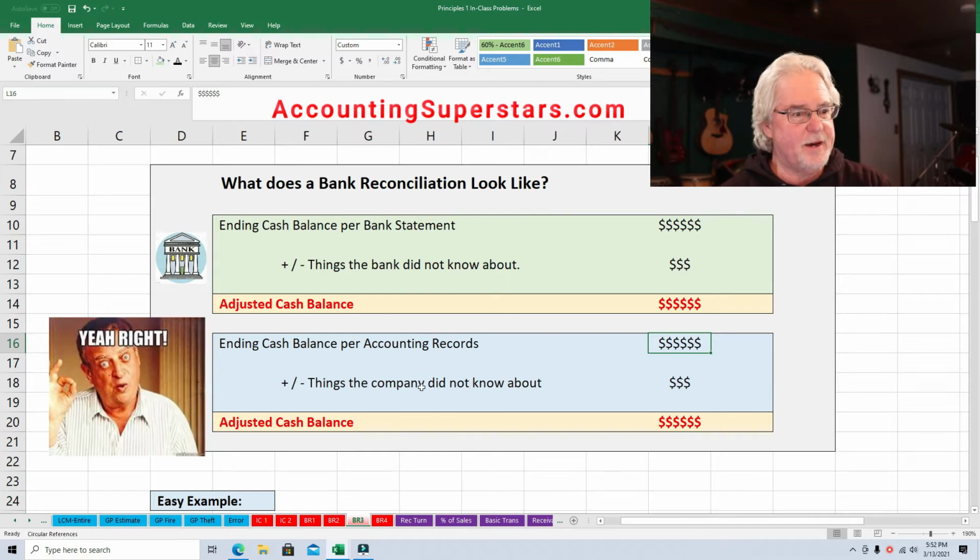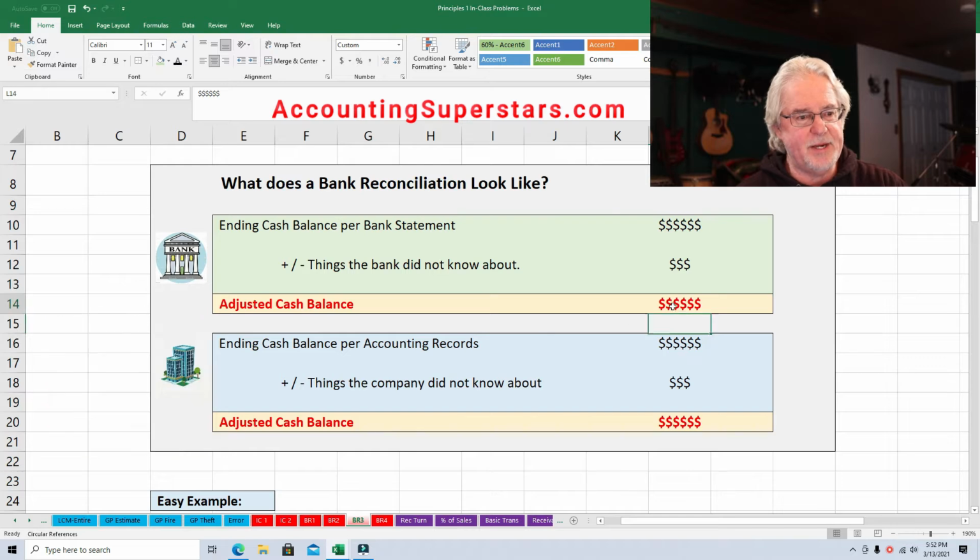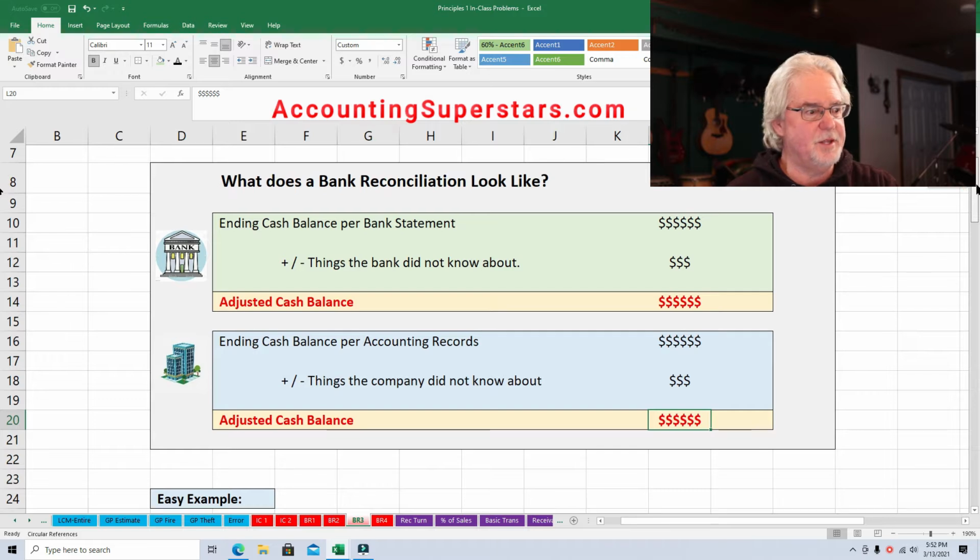Now, if all works out, we'll end up with an adjusted cash balance right here and an adjusted cash balance right here, and hopefully they will match. And that way you will know that your bank reconciliation worked out. Now, a good reason to do these bank reconciliations is to make sure that you've got the amount of money that you think you have. Also, it's a good way to detect fraud too, or somebody ripping you off. So it's a good idea to know how to do them. They're really not that hard. They're kind of fun to do too, I think.